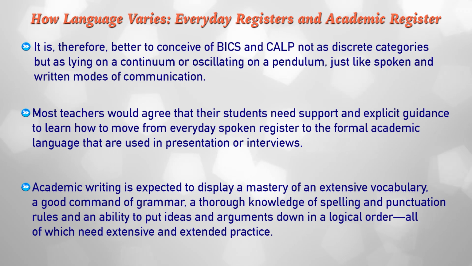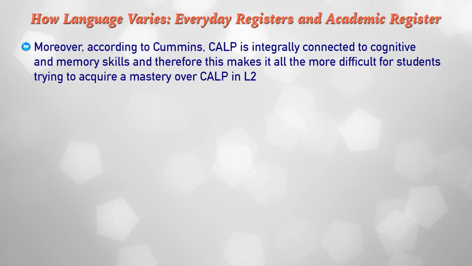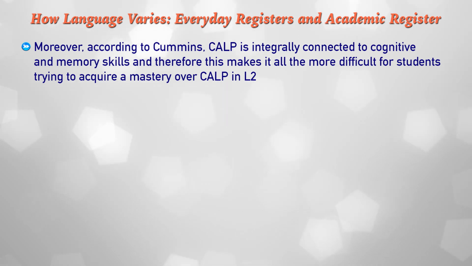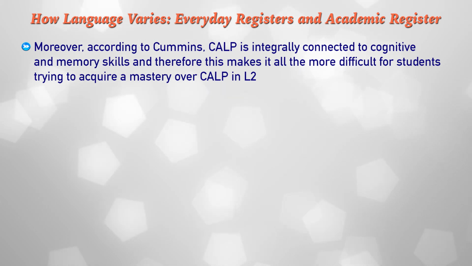Academic writing is expected to display a mastery of an extensive vocabulary, a good command of grammar, a thorough knowledge of spelling and punctuation rules, and an ability to put ideas and arguments down in a logical manner, all of which need extensive and extended practice. Moreover, according to Cummins, KALP is integrally connected to cognitive and memory skills, and therefore this makes it all the more difficult for students trying to acquire a mastery over KALP in L2.